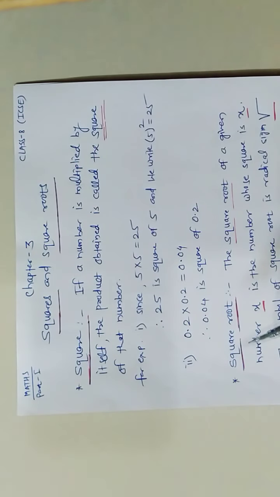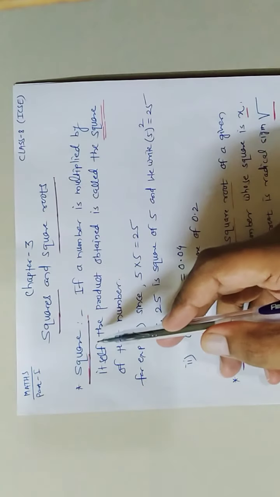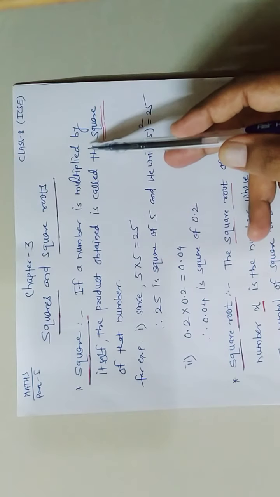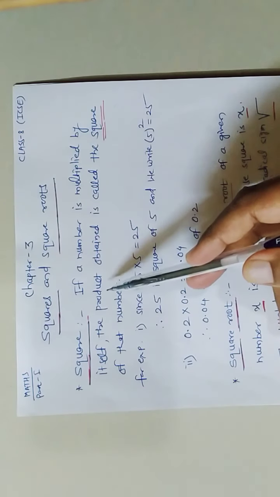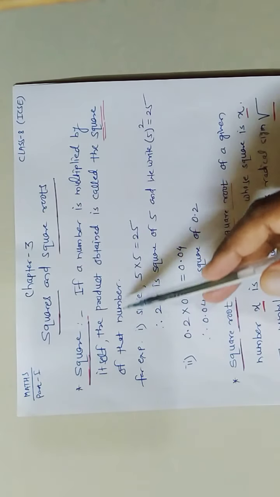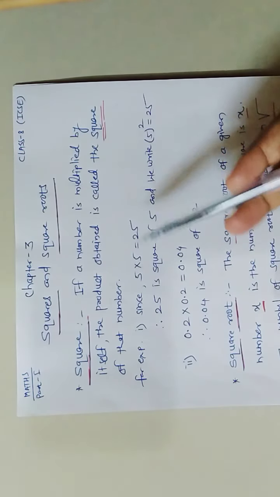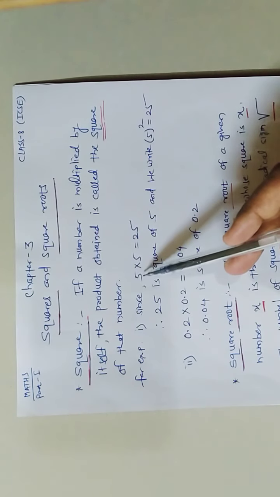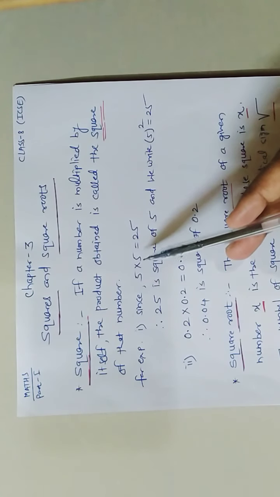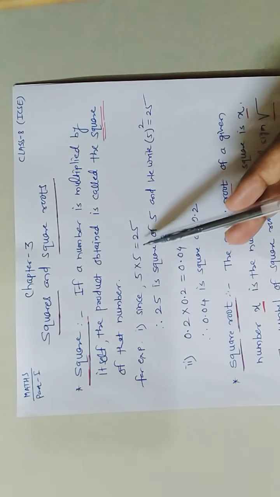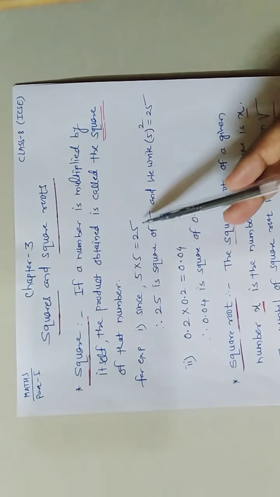First, we'll see the square. If a number is multiplied by itself, the product obtained is called the square of that number. It's very easy. You choose any number and that number multiplies itself. So here 5 is multiplied by itself. So the product of this number is 25.